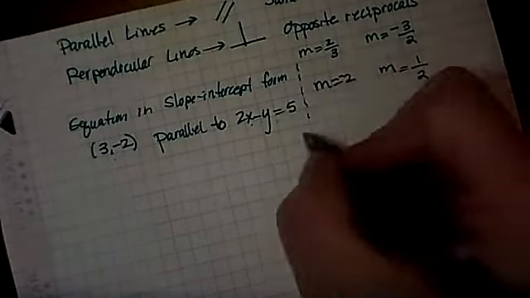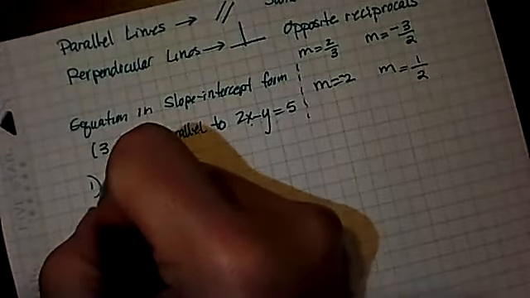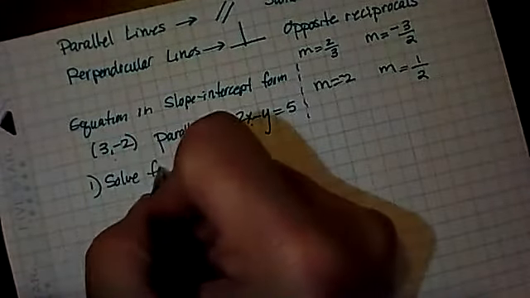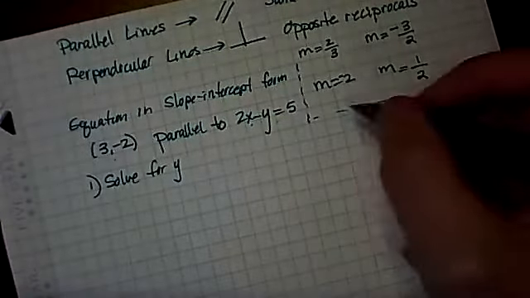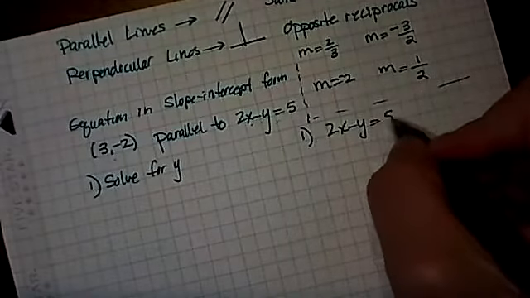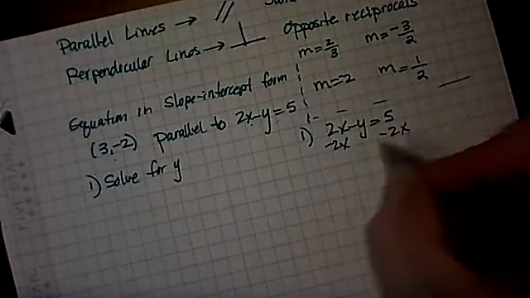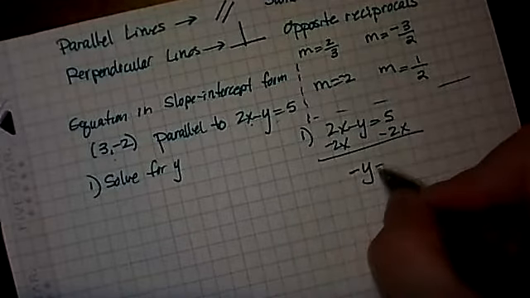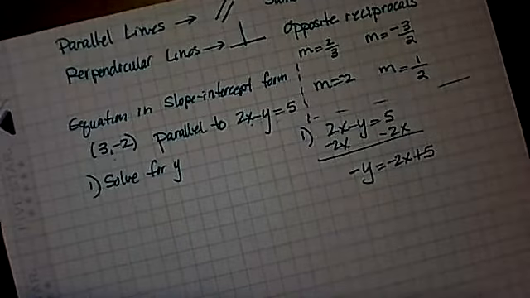So your first step here is to solve for y. So for line 1, we're going to solve for y. We have 2x minus y equals 5, so we subtract 2x. So negative y. Always put your x value first and your constant last. Keep it in order, slope-intercept form.